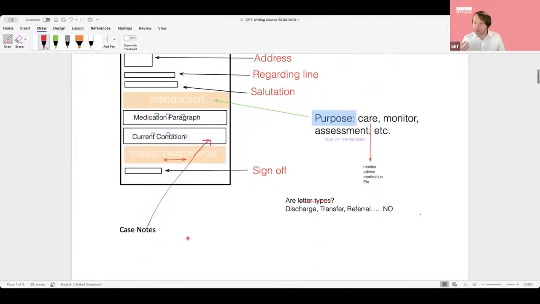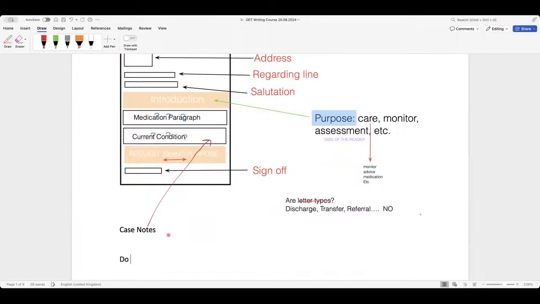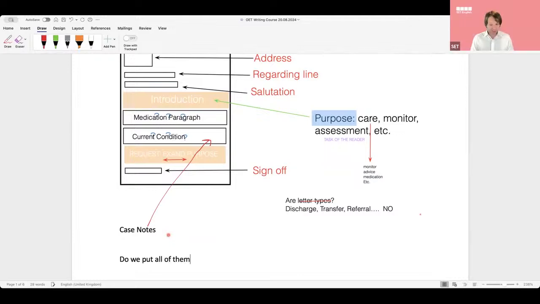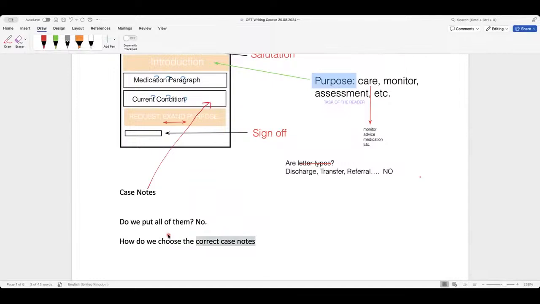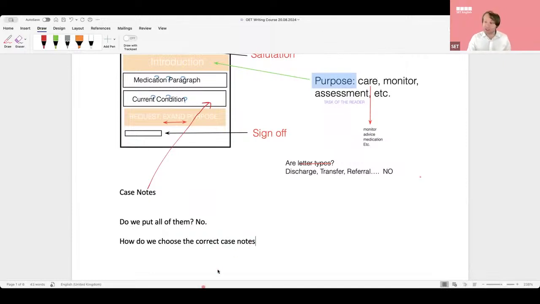But the question is, do we put all the case notes in the letter? No, we summarize them. Well, exactly, the answer is no. Firstly, we choose them. So I want to talk about that now, guys. How do we choose the correct case notes? We must find out which is relevant and which is appropriate. I'm going to show you from the very beginning how to choose. But yes, relevant, Carmen.